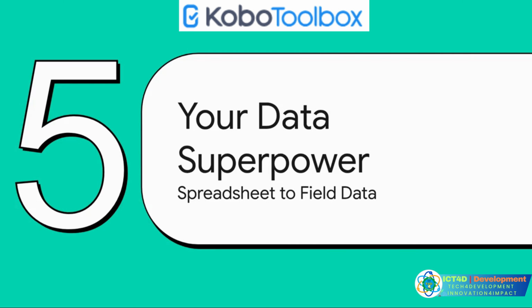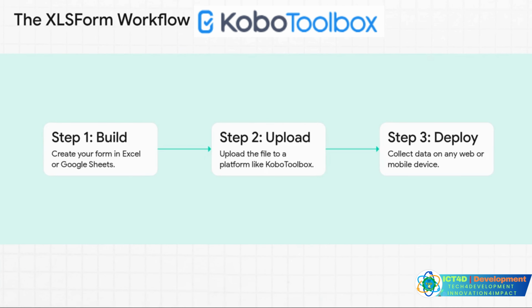So you've done it. You've built this elegant, powerful form all within a spreadsheet. What happens next? How does this file in your computer turn into a real tool that people can use out in the field? The whole workflow is a really simple 3-step process. First, you build the form in Excel or Sheets, just like we did. Second, you upload that one single file to a data collection platform that understands XLSForm, something like KoboToolbox. The platform instantly reads your spreadsheet and turns it into a web or mobile form. And third, you deploy it. You send it out to your team's phones or tablets, and they can start collecting data anywhere in the world.